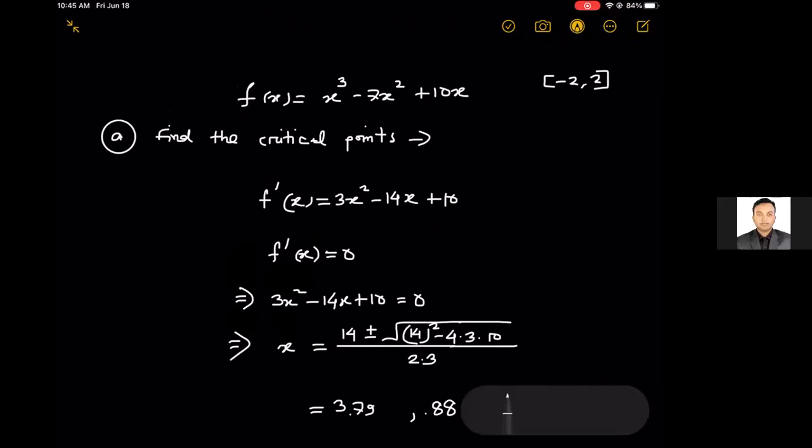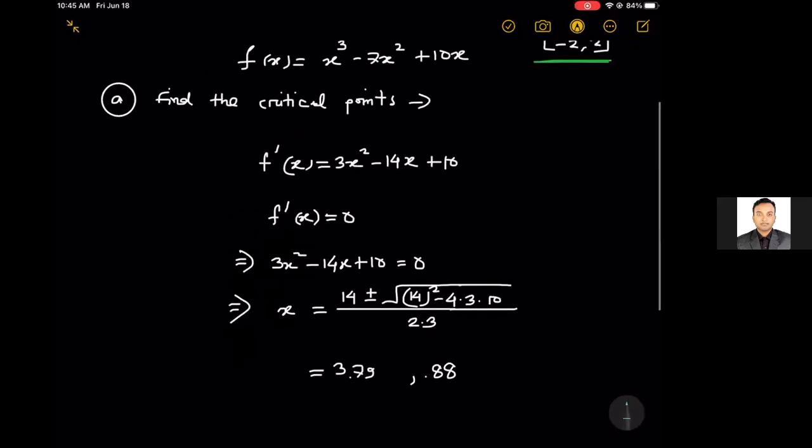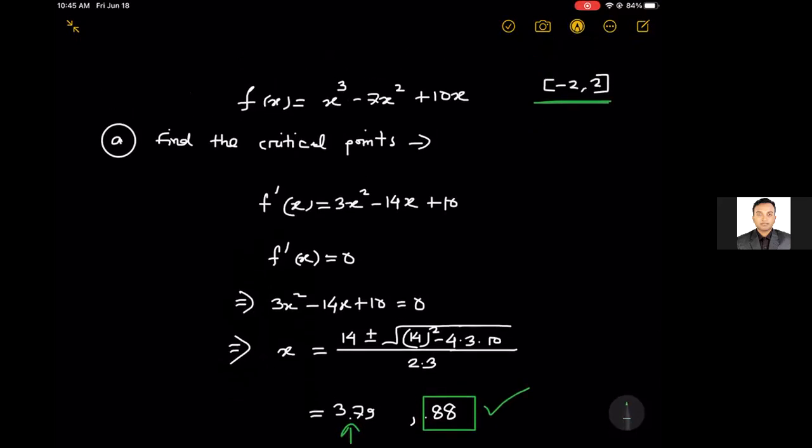Exactly. So we are given a certain interval, that's from -2 to 2, right? So we'll only consider 0.88 because 3.79 is beyond that interval. It is outside the interval, right? So for this problem, our critical point will be 0.88. We'll only consider that. If you're doing it on Pearson and you plug in 3.79, they will say it's the wrong answer, I believe.